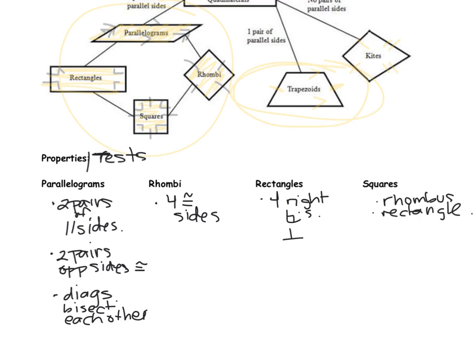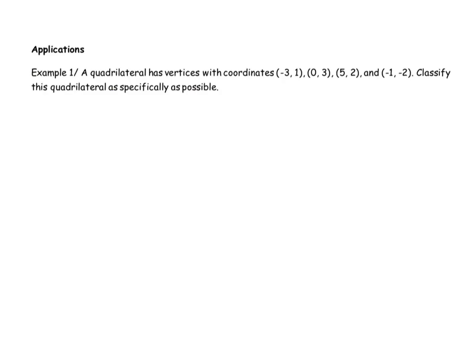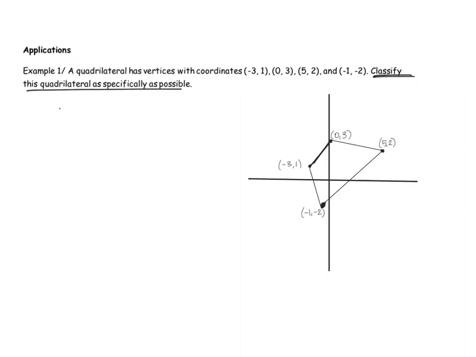So let's get started. In our first example, I'm being asked to classify a quadrilateral as specifically as possible. That means as far down on my chart as I can. So I'm going to start with just sketching the given information. So this shape looks like maybe it's a trapezoid, but it's unclear. I'm going to need to make some calculations.